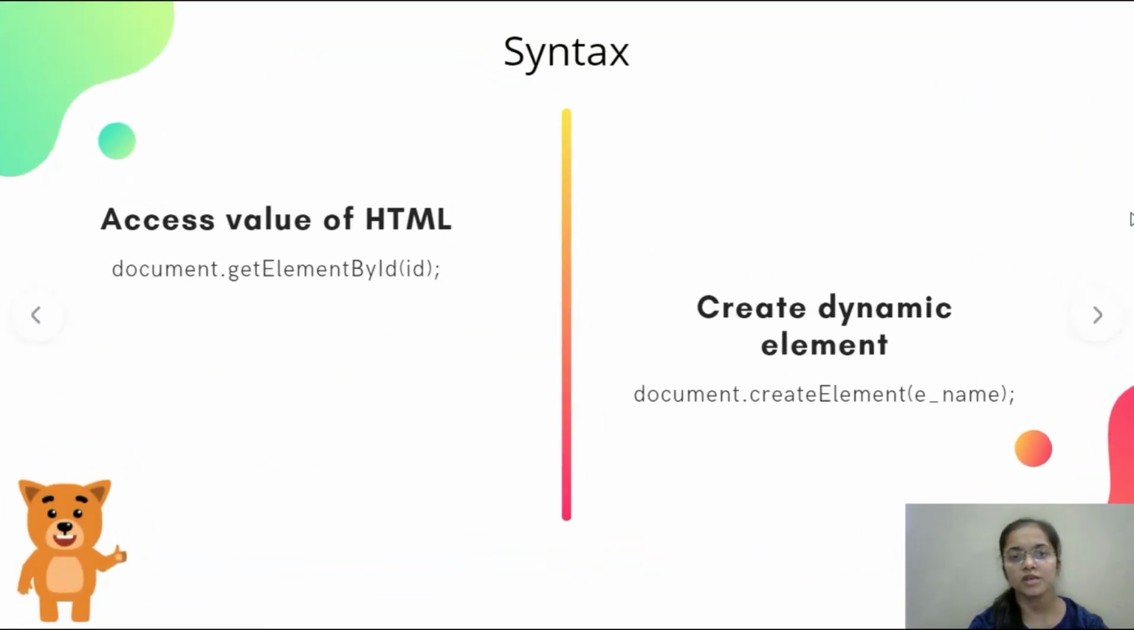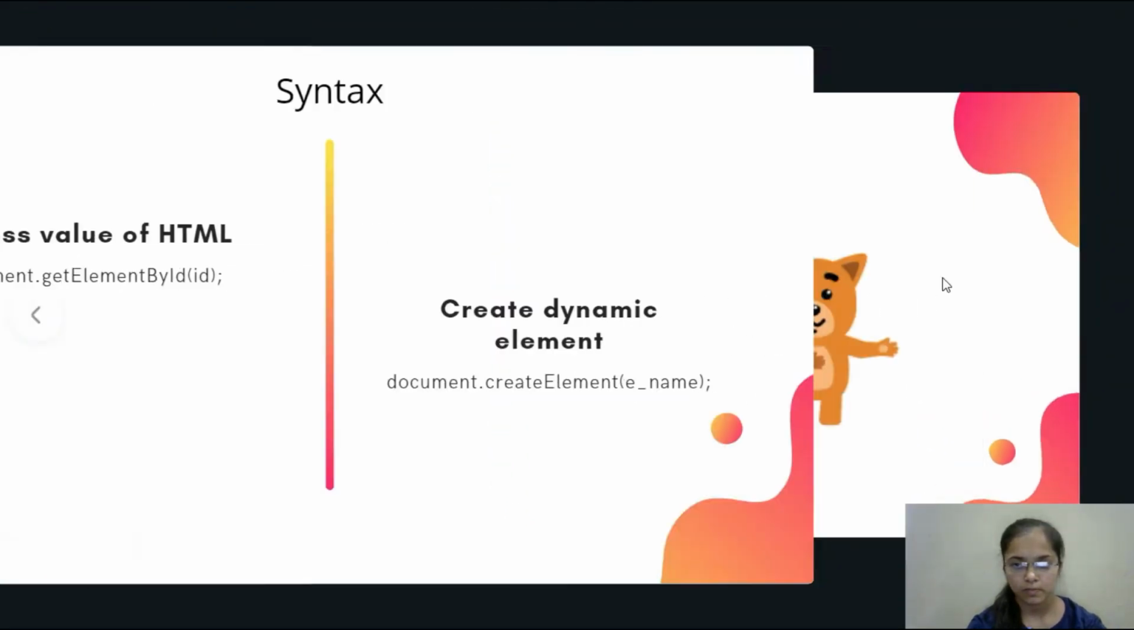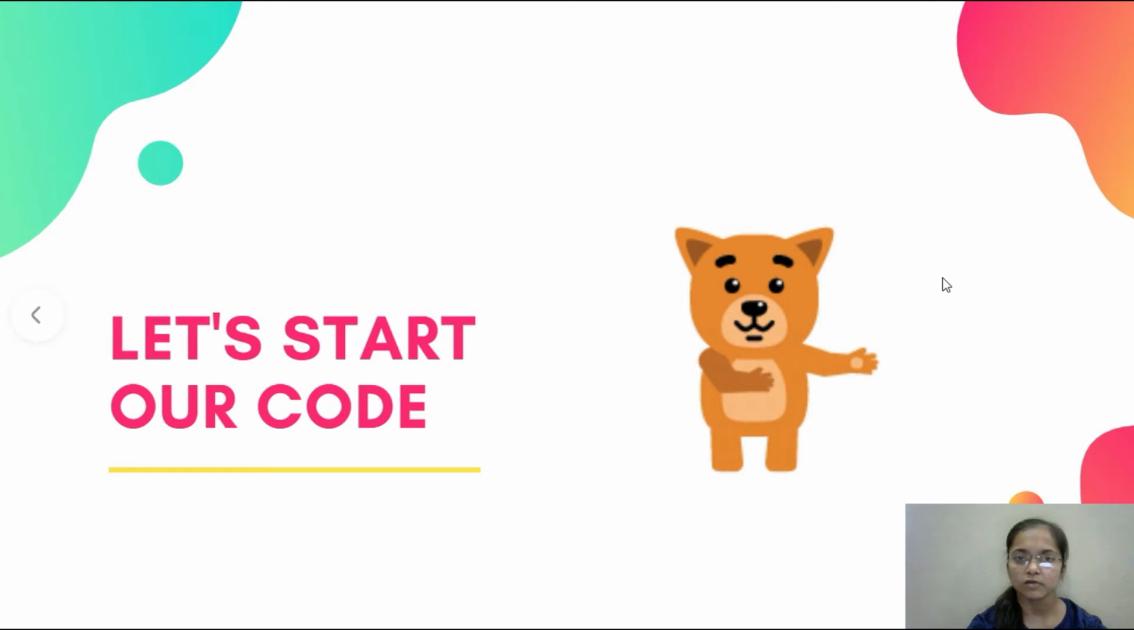Now which type of syntax is needed to do this? First of all, to access the value of HTML, we use document.getElementById, and in the brackets we give the ID of the element whose value we want to access. Then to create a dynamic element, we use document.createElement(e_name), where e_name means the element name, that is, which element we want to create using JavaScript. So now let's start our code.